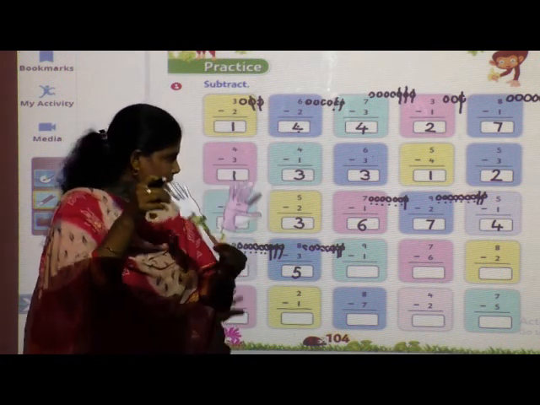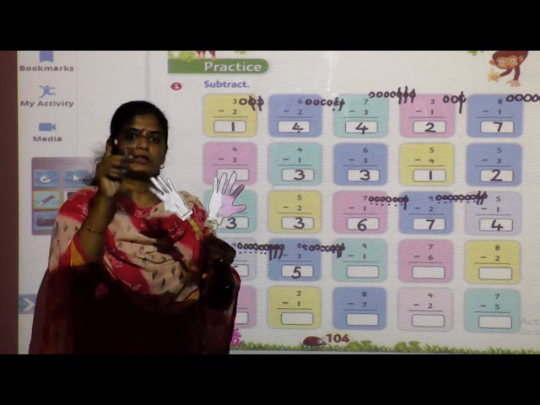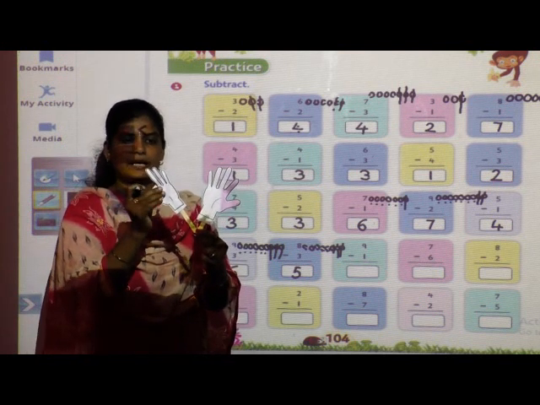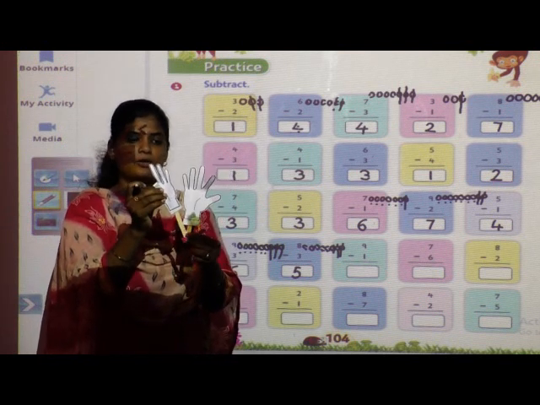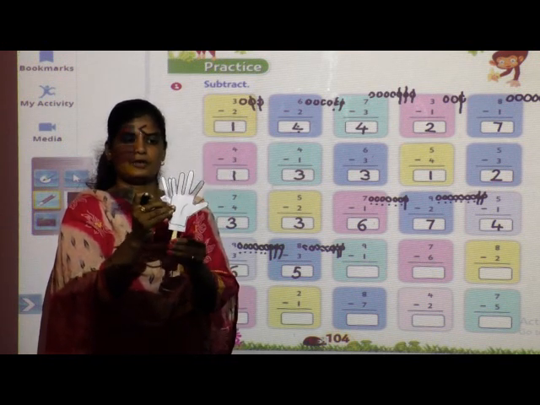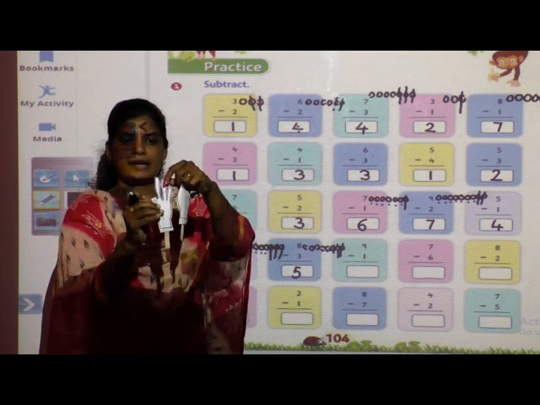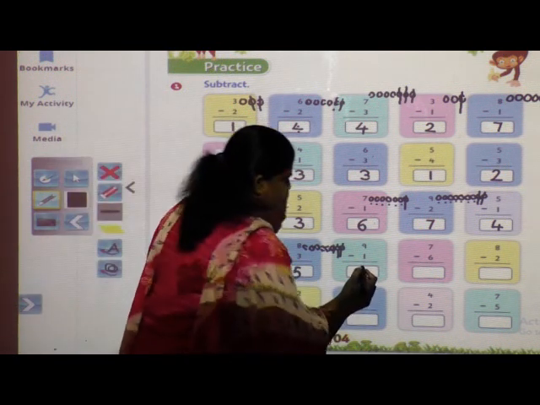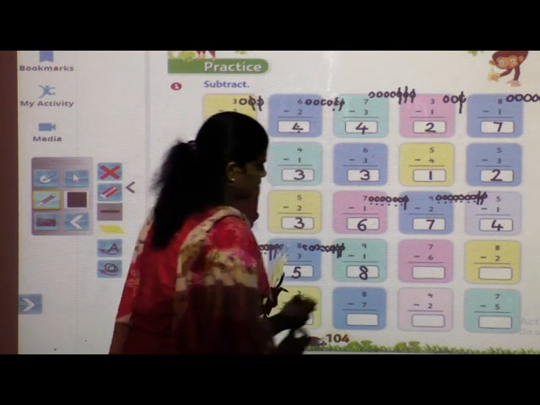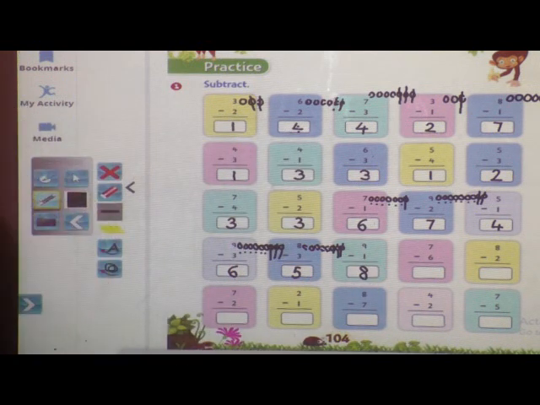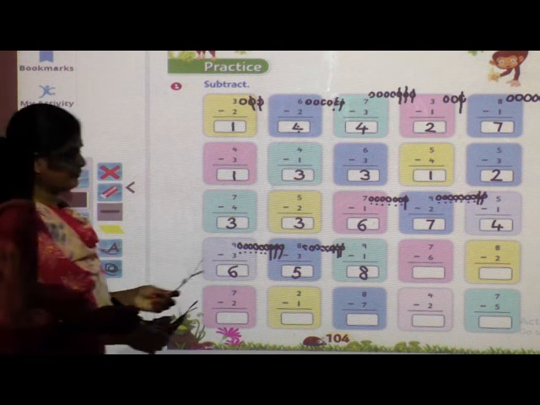Got it? From this 9 you have to cut 1. So you will cut 1. Now count total now. Total you have to count. 1, 2, 3, 4, 5, 6, 7, 8. So here you write 8.